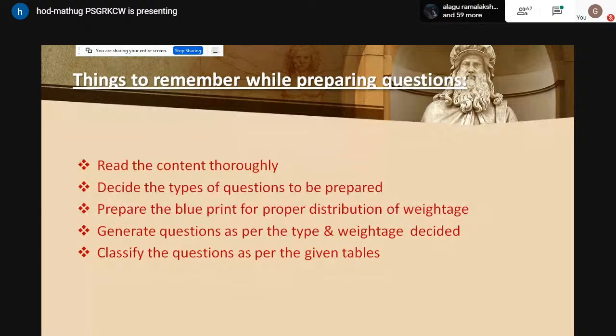Whether it has to be a multiple choice question, or a short answer, or an essay type question for a particular topic. And you prepare the blueprint for proper distribution of weightage given to one topic or one unit. So you decide what the blueprint should be for the proper distribution of weightage. How much should be asked from each unit?